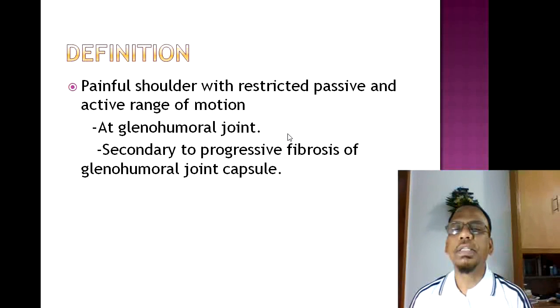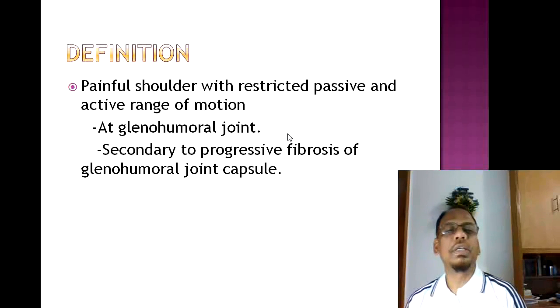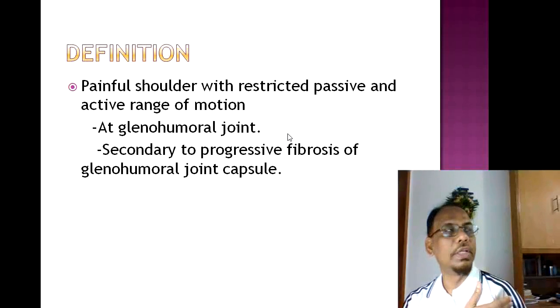Definition: it is the painful shoulder joint with restricted passive and active range of motion at the glenohumeral joint. It is secondary to progressive fibrosis of the glenohumeral joint capsule.